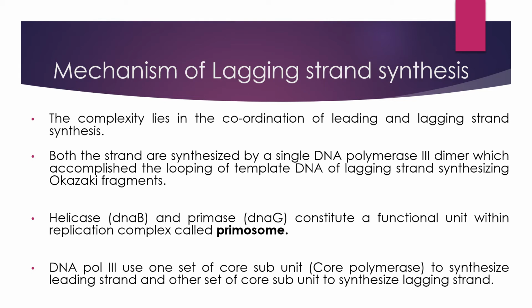Now, what is the mechanism of lagging strand synthesis? Both the strands are synthesized by DNA polymerase 3. Always remember that. It is a dimer which accomplishes the looping of the template DNA of the lagging strand, synthesizing Okazaki fragments. So there is a loop formation associated with the DNA polymerase 3 dimer. Helicase, which is also called DnaB, and primase, which is also called DnaG, constitute a functional unit, and this functional unit is called the primosome.